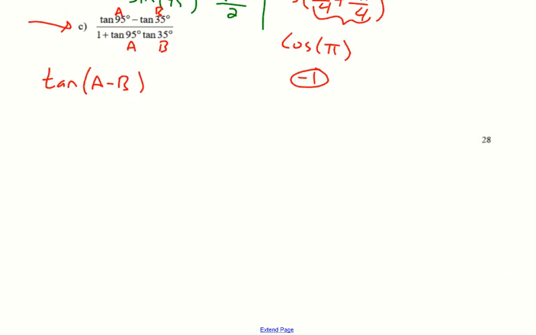So tan A was 95 degrees. B was 35 degrees. Okay, so that ends up being tan of 60 degrees.